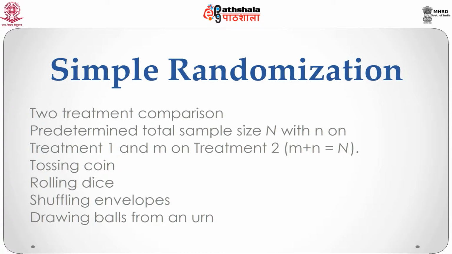So there are various ways of making treatment allocation. We could toss a coin, we could roll dice. We could, for example, have a total of capital N envelopes, of which n contains some identifier for treatment 1 and m contains some identifier for treatment 2. We can shuffle the envelopes, and the order of the shuffled envelopes will determine the allocation of subjects to treatments. We can implement the same kind of idea by drawing balls from an urn.